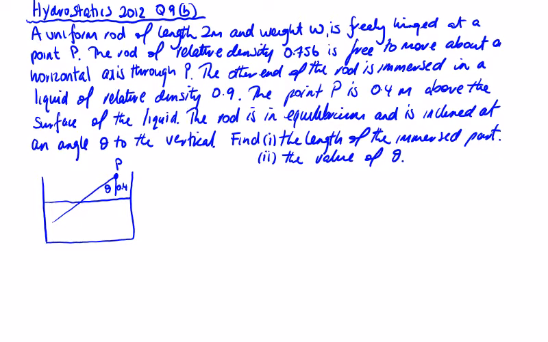The point P is 0.4 meters above the surface of the liquid. The rod is in equilibrium and is inclined at an angle theta to the vertical. Find the length of the immersed part and then find the value of theta.